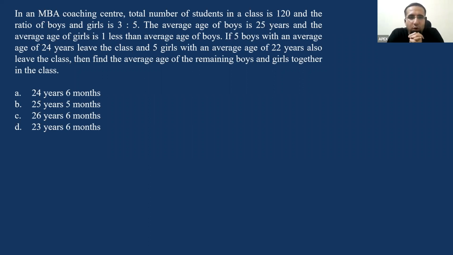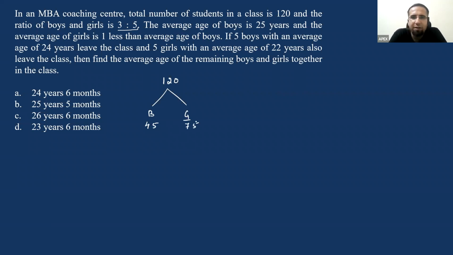Now, in this question, I'm told that in an MBA coaching center, the total number of students in the class is 120 and the ratio of boys and girls is 3:5. The minute I read this, I think the question is pretty clear. Okay. So 120, I'm dividing into 8 parts. So boys will be 15 into 3, so boys will be 45 and girls will be 75.